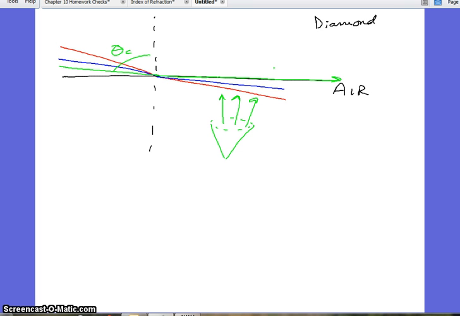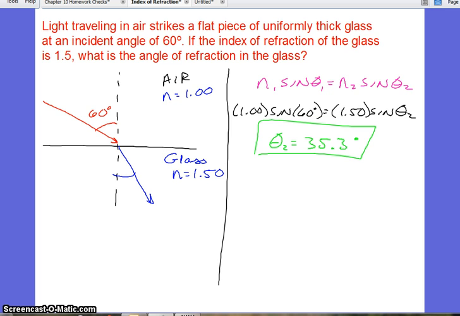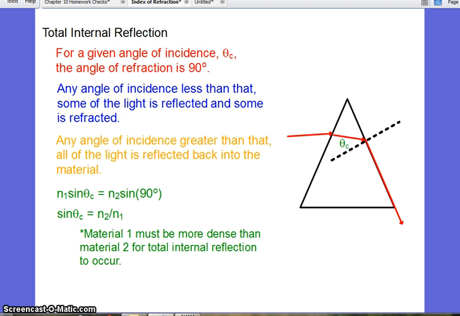It is all reflected. So we say that it is total, internal, none of it goes through to the other material. Reflection, it's all reflected. So we get that sparkle effect because all the light's coming out towards our eye. So total internal reflection says that for some given critical angle, all of the light is going to be completely reflected. The angle of refraction is 90 degrees in that case.